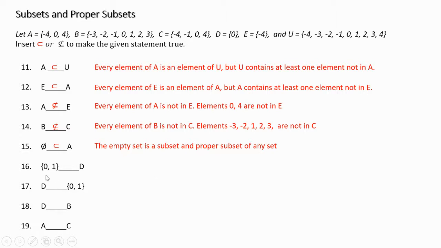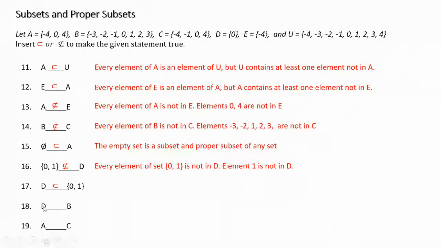Number 16. We have the set {0, 1} blank of set D. So it's going to be what, number 1 or 2? Very good, number 2, right? Not a subset. And the reason behind it: every element of set {0, 1} is not in D. Element 1 is not in D. How about if you reverse it? D is blank of the set {0, 1}. Very good, guys. Yes, 1, right? So it's a proper subset.